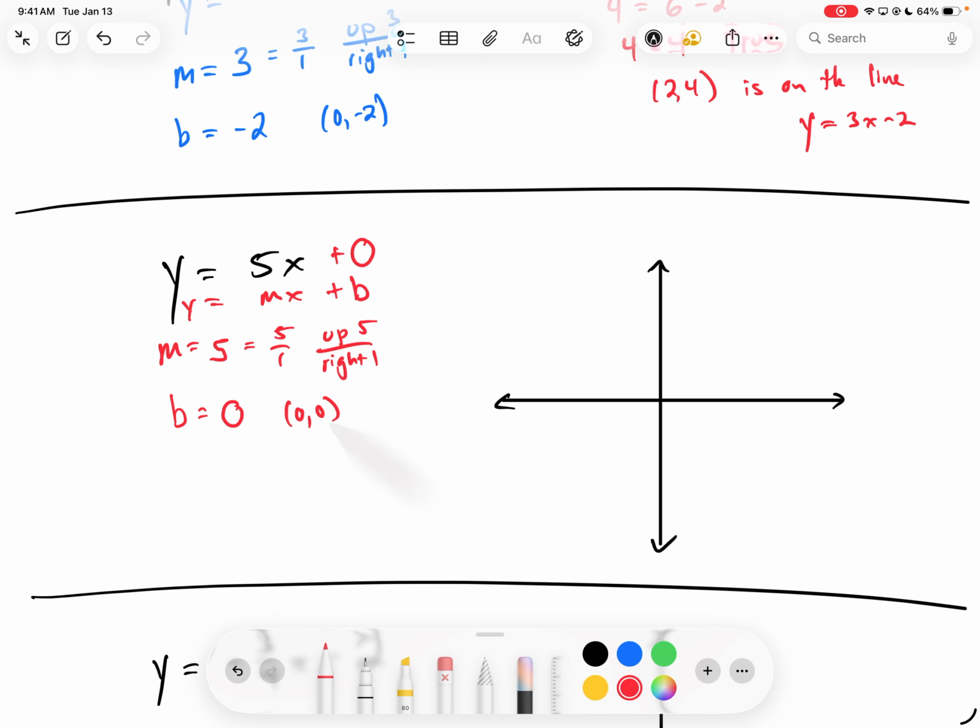I'm going to start at (0, 0). So I start at (0, 0), my origin. You always start at your y-intercept, and then you do what your slope says. This one is up 5, 1, 2, 3, 4, 5 to the right 1, up 5 to the right 1. And once you get 2 points, you can draw your line, and you're good to go. Okay, so we started at (0, 0), and then we went up 5 to the right 1.